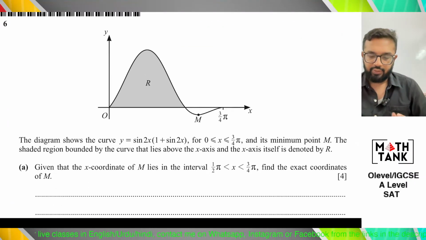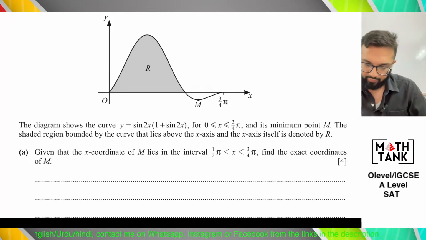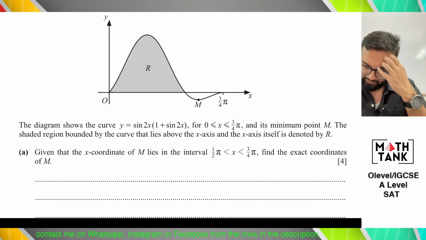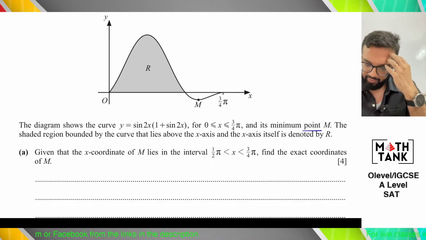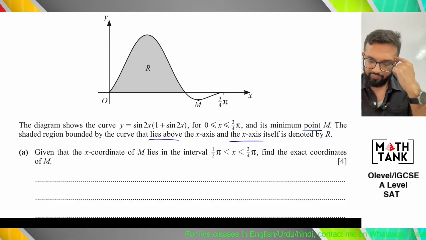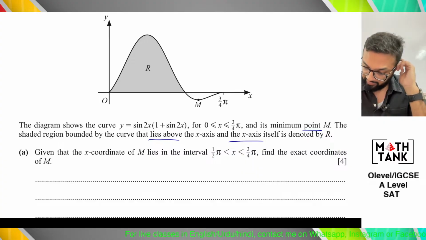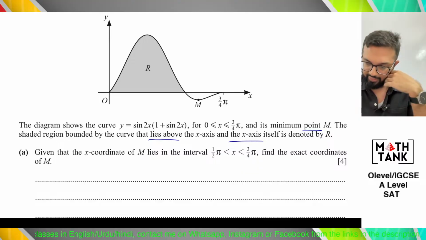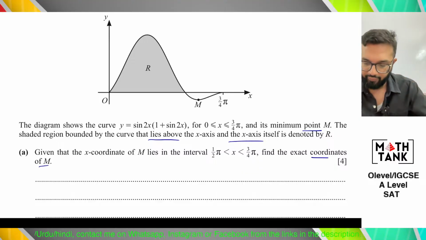Okay, question number 6. The diagram shows a curve for x between 0 and 3 over 4 pi, and its minimum point M. The shaded region bounded by the curve that lies above the x-axis and the x-axis itself is denoted by R. Given that the x-coordinate of M lies in the interval between pi over 2 and 3 over 4 pi, find the exact coordinates of M.